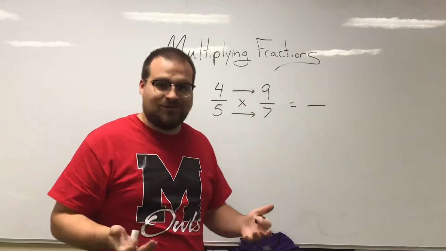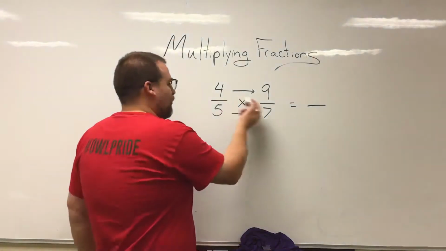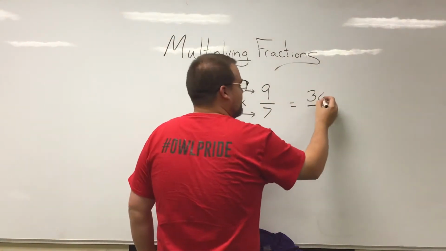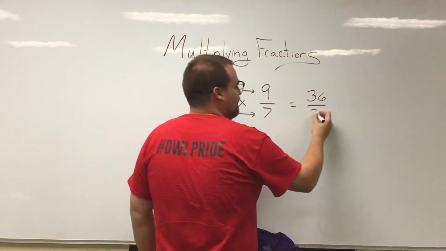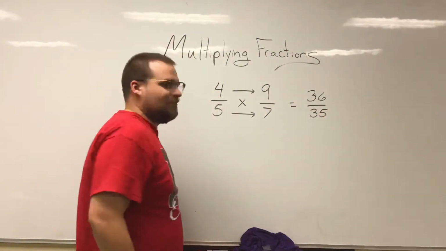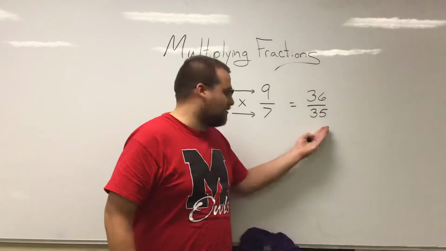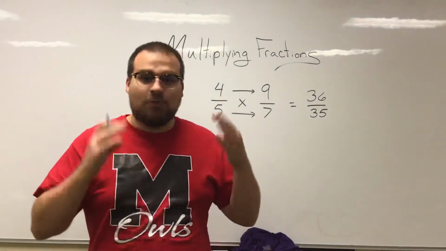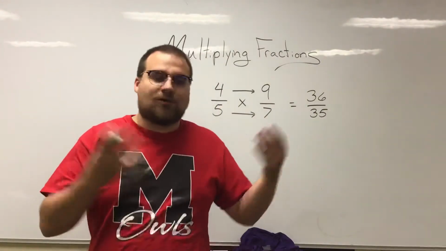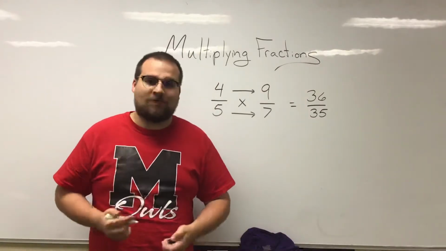You're done. That's it. 4 times 9 is 36. 5 times 7 is 35. We finished. That's our answer, 36 over 35. We're already done. We've already solved everything we need to solve.